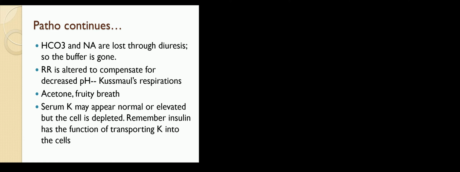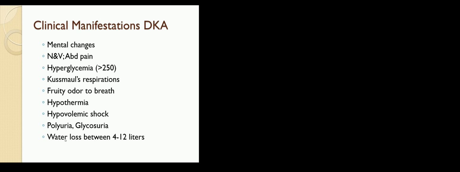Well, in DKA, you don't have the insulin, so it's not transporting the potassium into the cells. That also leads to hyperkalemia. Clinical manifestations are going to be mental status changes, which we know from acidosis, nausea, vomiting, abdominal pain, hyperglycemia, Kussmaul respirations, fruity odor to your breath, hypothermia, hypovolemic shock, polyuria and glycosuria. We have glucose in the urine.